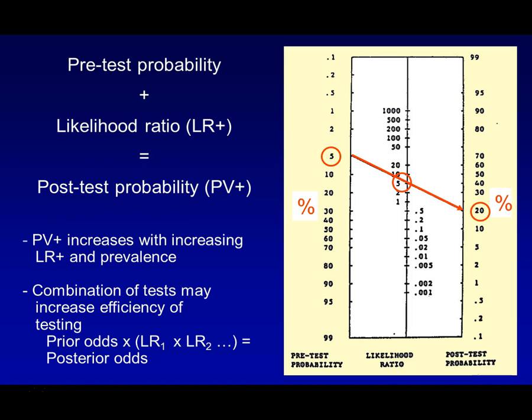As stated before, the pretest probability plus application of the likelihood ratio gives us the post-test probability, in other words the positive predictive value. As can be appreciated, the positive predictive value increases with increasing likelihood ratio and prevalence. The combination of tests may increase the efficiency of testing because the likelihood ratios are multiplied.